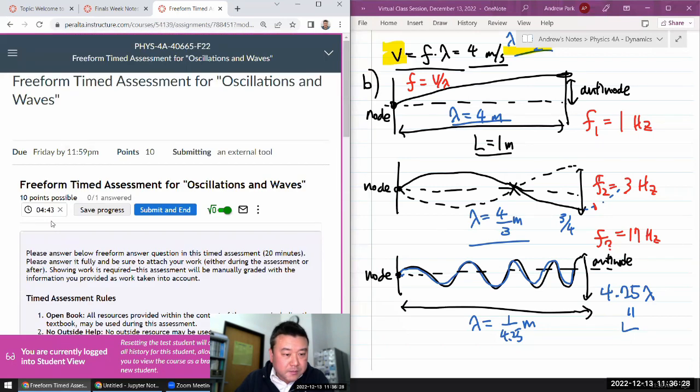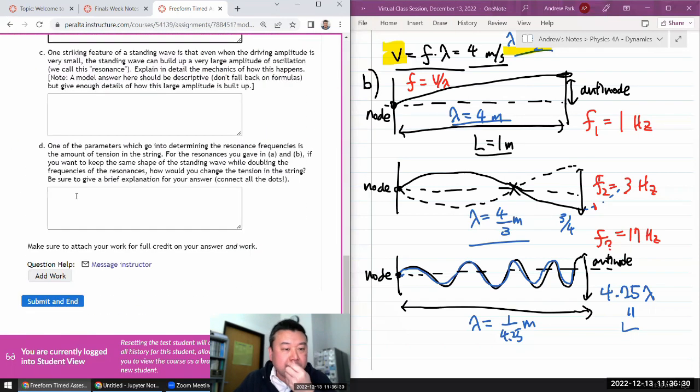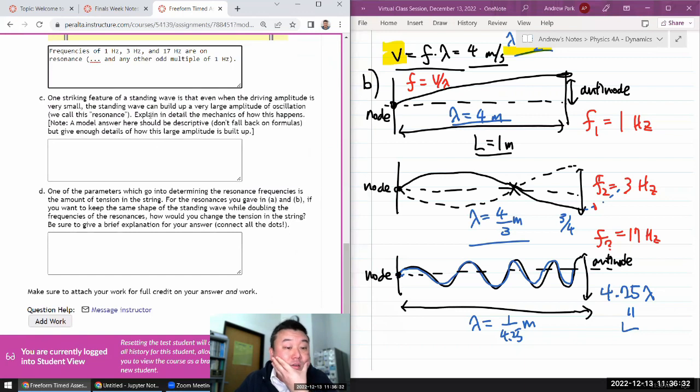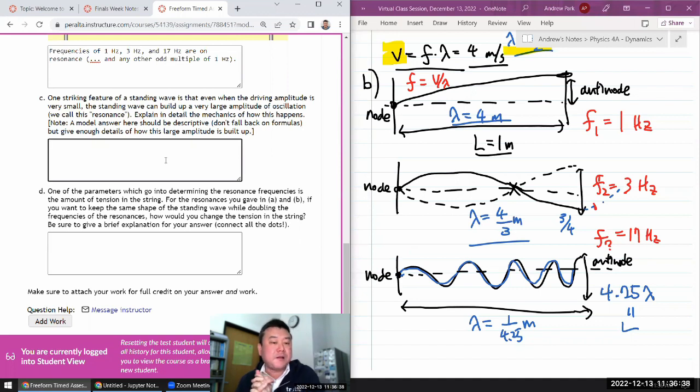Sorry, I spent too much time explaining. I've got 5 minutes. One striking feature is that I need to explain the detailed mechanism. Okay, I think I can just type it out here. So the driving amplitude is small, but how do you build up a large amplitude? It's basically building up energy within the medium over many cycles.